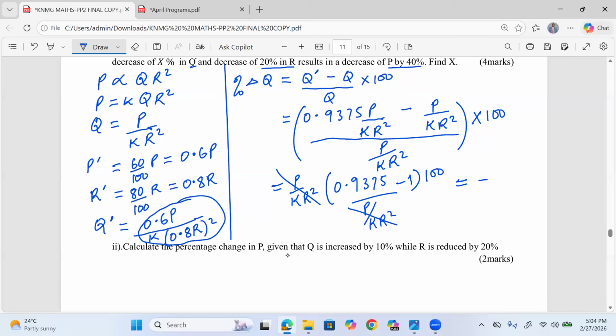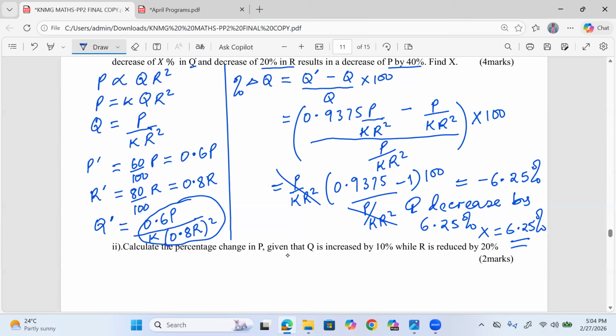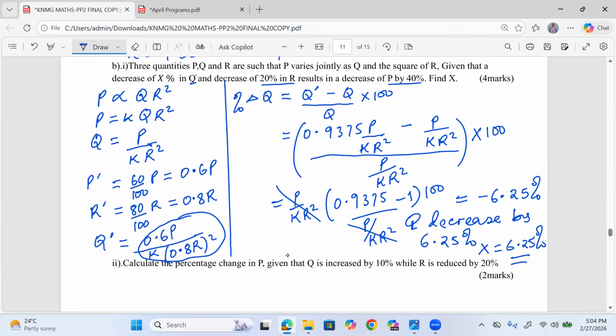We shall have negative 6.25%, meaning that Q decreases. Q decreases by 6.25%. The negative means a decrease. So when a percentage change is negative, it means a decrease by 6.25%, which is our value of X. So the percentage decrease in Q is 6.25.